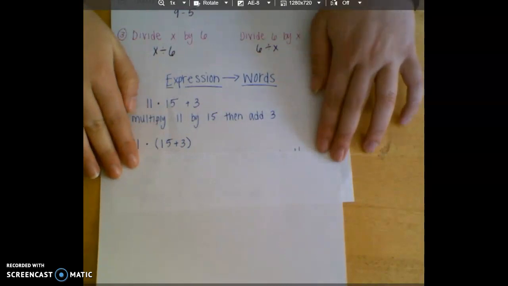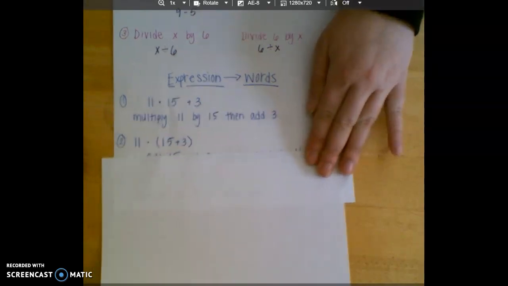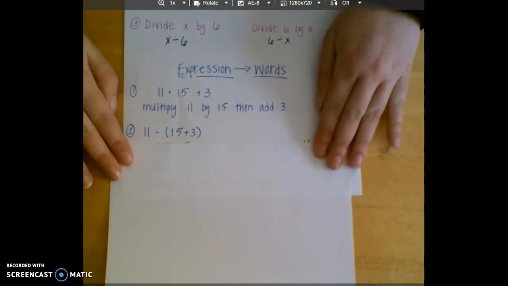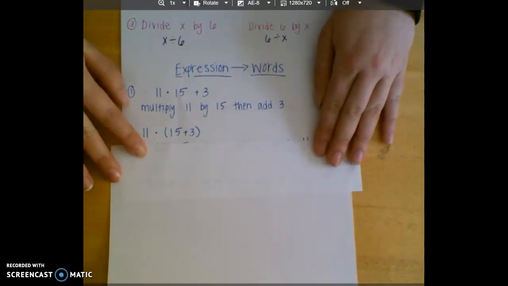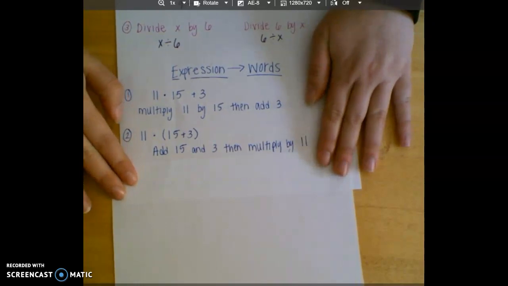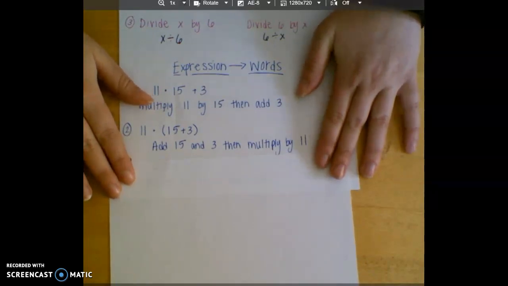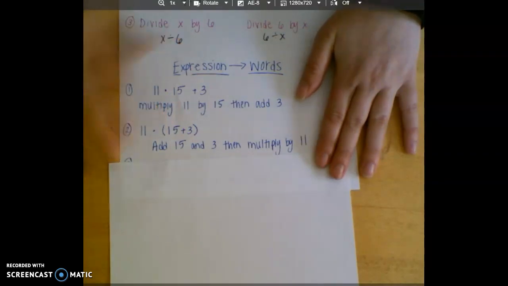Let's look at another one. How does this change what we're doing? I have 11 times parenthesis 15 plus 3. I'm going to wait a second. I want you to think in your head right now, what does that mean? What does it look like in words using order of operations? You're going to add 15 and 3, then multiply by 11 because we know GEMS, groupings, come before multiplying.